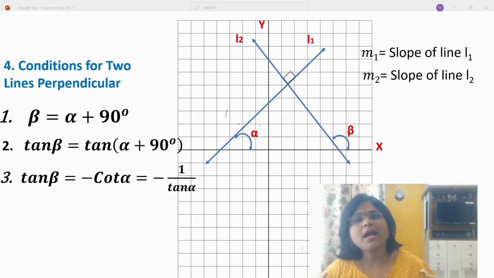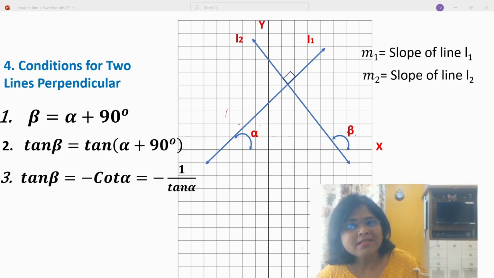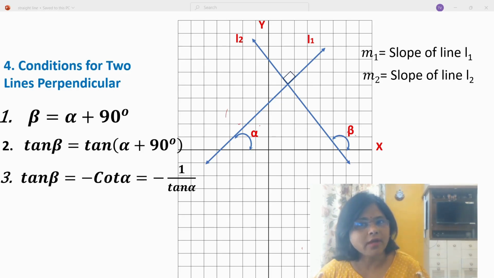How? As we know, tan is what? Sine by cos. And the sine of alpha plus 90 degrees is cos alpha, while cos of alpha plus 90 degrees is equal to minus sine alpha. And therefore, it comes as minus cot alpha. This minus cot alpha we can write down in terms of tan alpha. It is minus 1 by tan alpha.